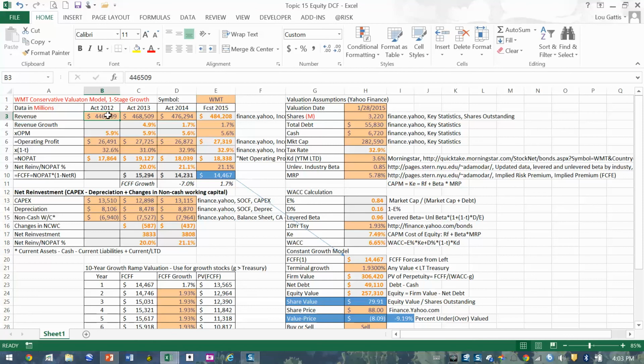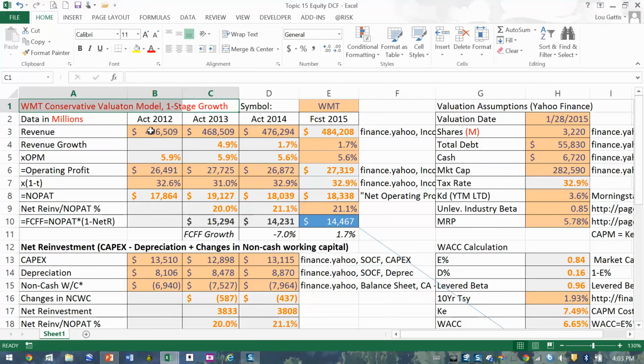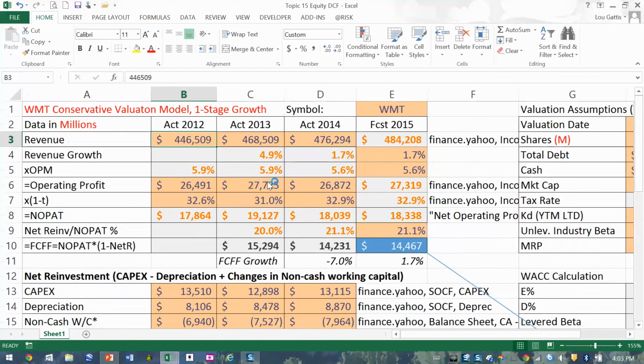So here's my DCF model. And what I did is I valued Walmart. For the symbol WMT, Walmart, I got historical values of revenue for 2012, 13, and 14. And then I'm going to forecast 2015.